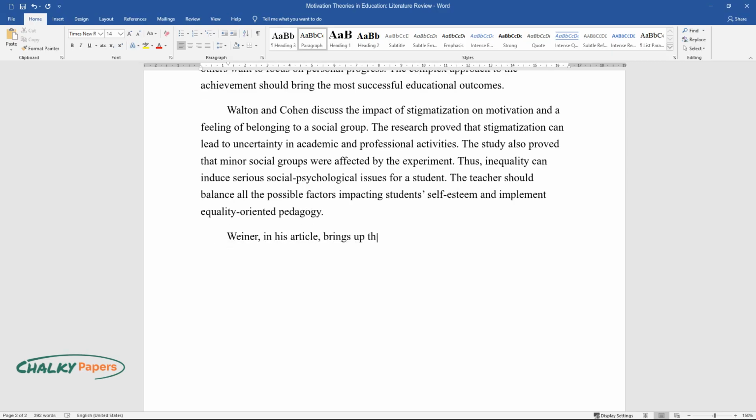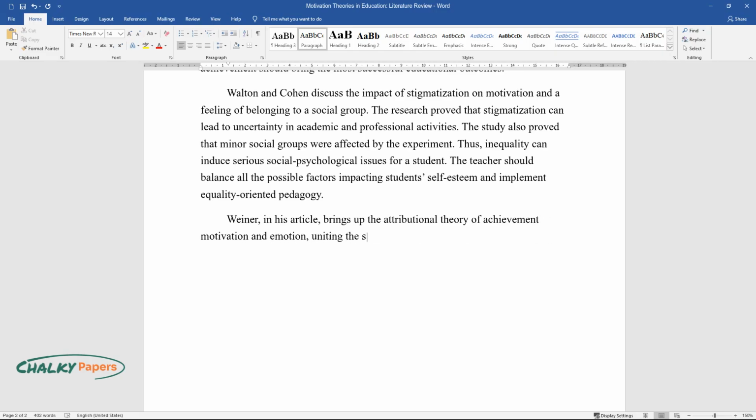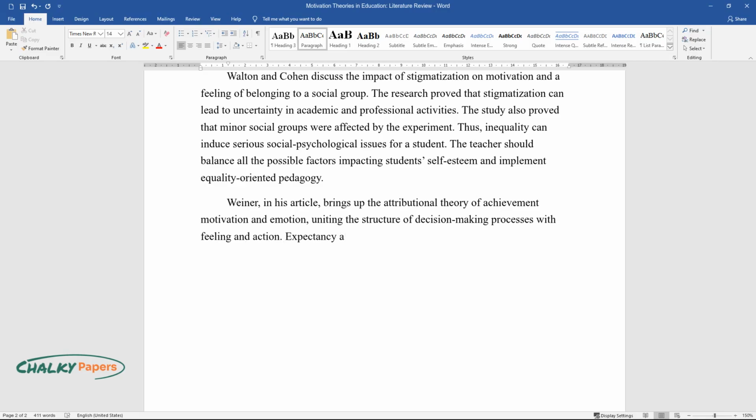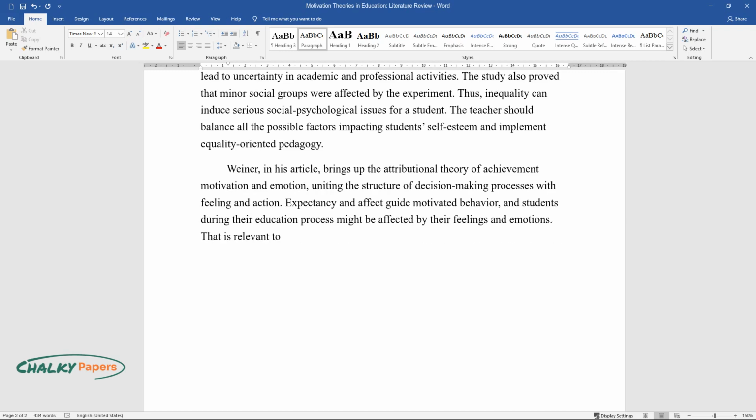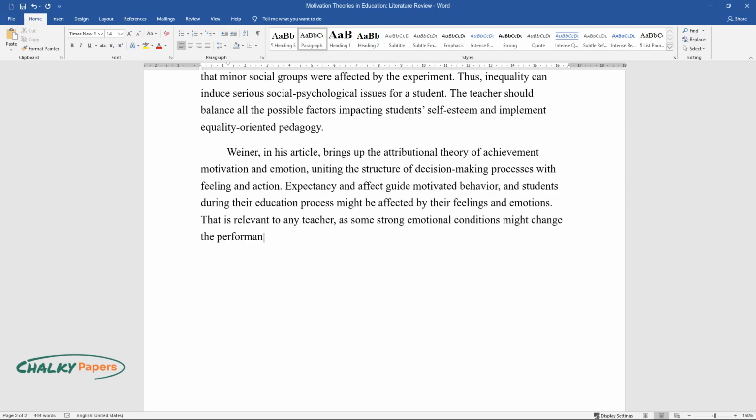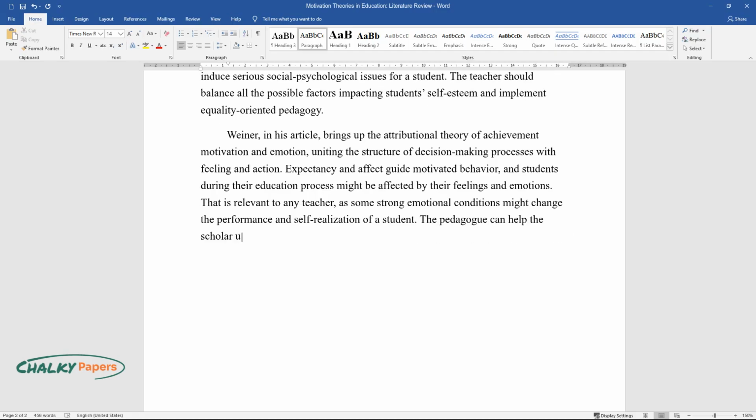Weiner, in his article, brings up the attributional theory of achievement motivation and emotion, uniting the structure of decision-making processes with feeling and action. Expectancy and effect guide motivated behavior, and students during their education process might be affected by their feelings and emotions. That is relevant to any teacher, as some strong emotional conditions might change the performance and self-realization of a student. The pedagogue can help the scholar understand how to control emotions to control oneself.